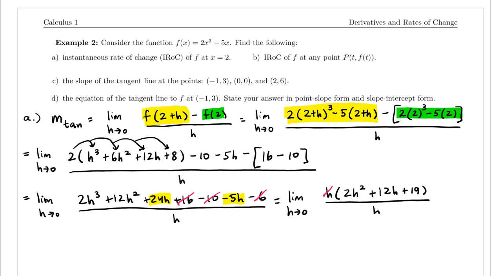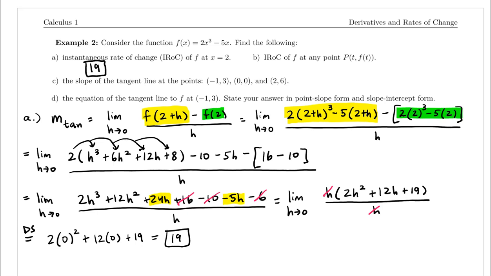These h's in the numerator and denominator will divide out, and at this stage I can use direct substitution. And let's see, only our constant term is going to remain because the first two terms will end up becoming 0. And so our final answer is 19. So the instantaneous rate of change of our function at x equals 2 is 19.